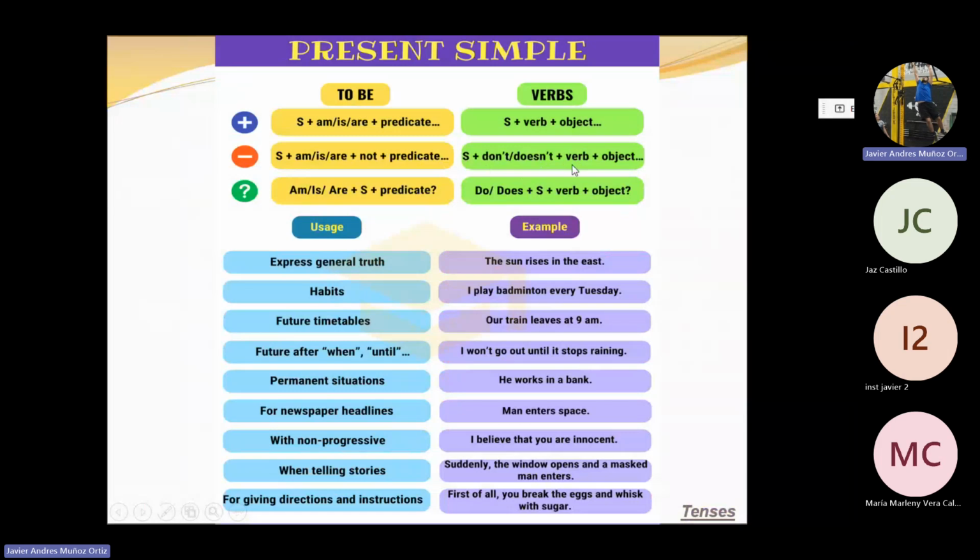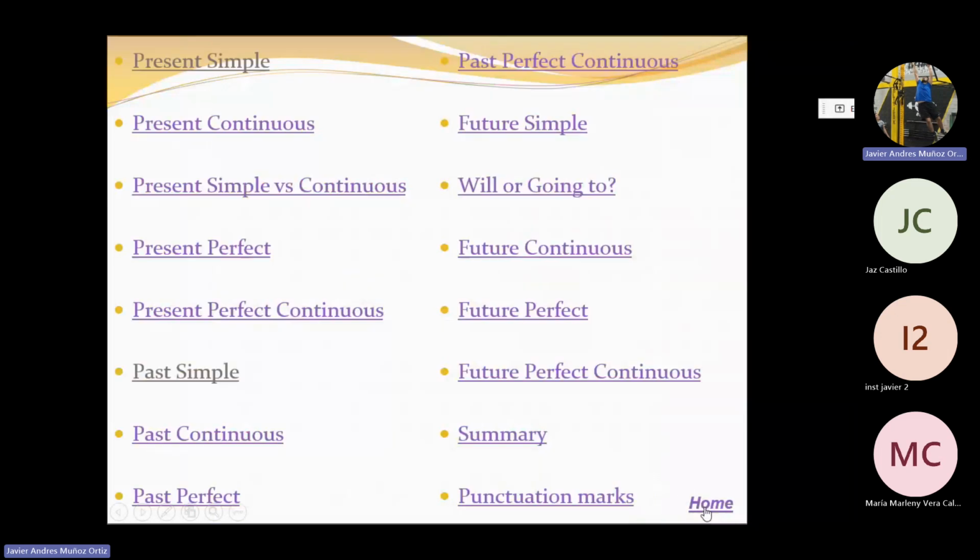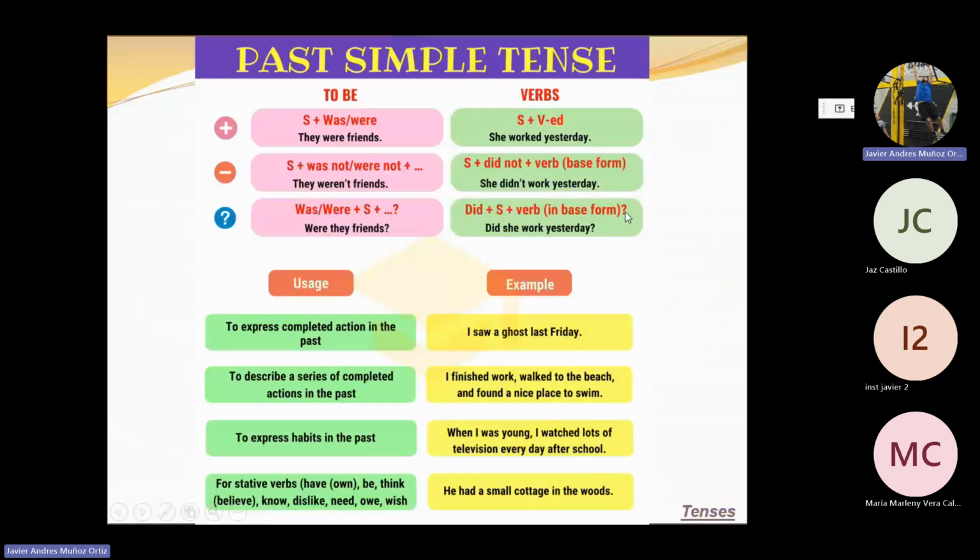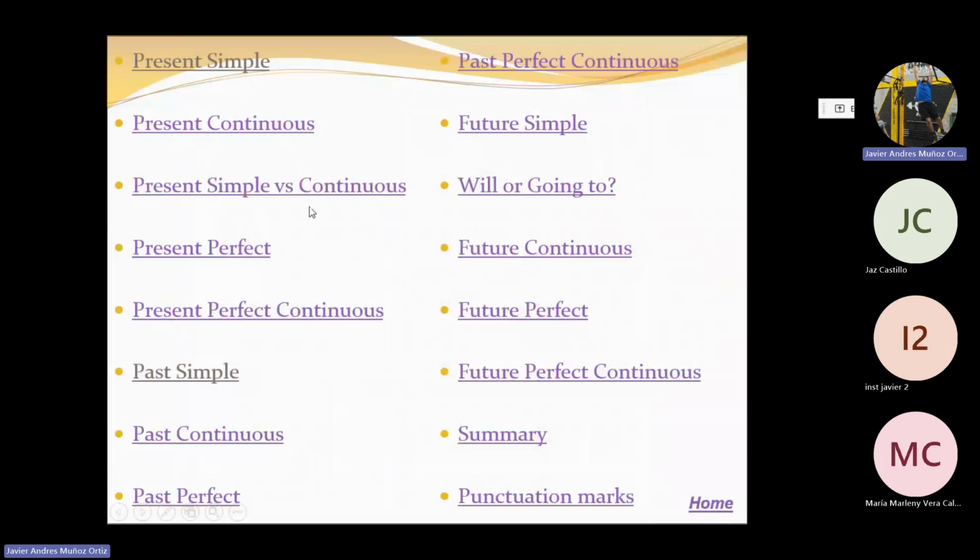We don't cook, right? In past, what are we going to do? In past, we are going to do something very similar because we are going to need an auxiliary verb and the main verb is not going to change. In this case, Christian didn't do exercise yesterday. We didn't play video games. We use the auxiliary verb in its past form for everyone, did not, and the main verb is not going to change. What about questions?